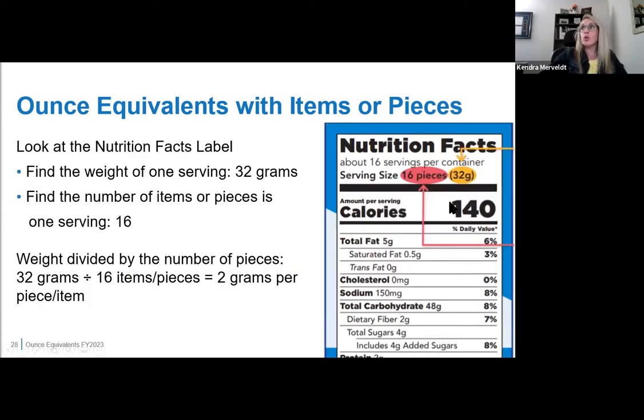So this is where you go and look at your nutrition facts label. This will be on the box, or on the container that your items came in. If we look here, we see that 16 pieces equal 32 grams. So if we take that 32 grams and divide it by 16, each cracker equals 2 grams.